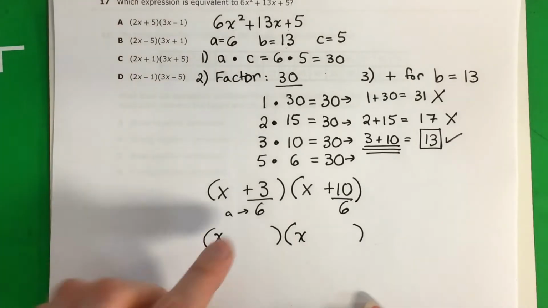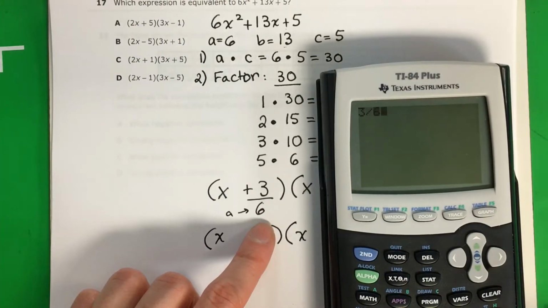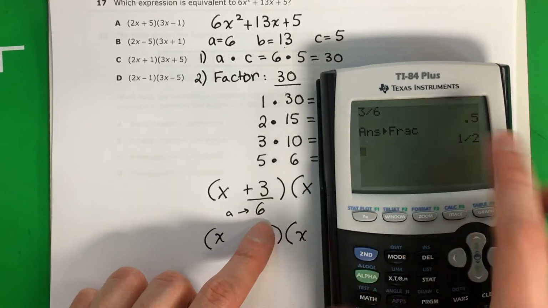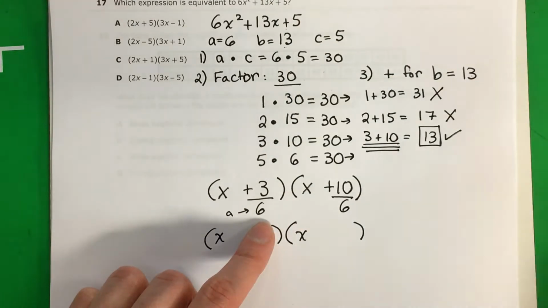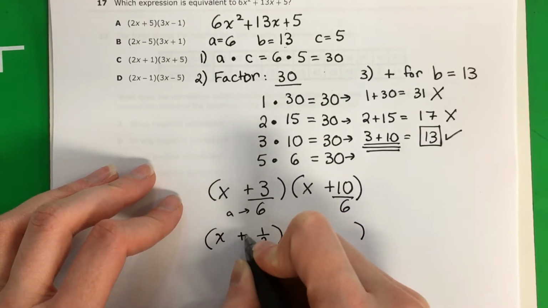In your calculator, you need to put 3 divided by 6. 3 divided by 6 is 0.5, let's change it to a fraction. Math 1, enter. You get 1/2. Positive 1/2.